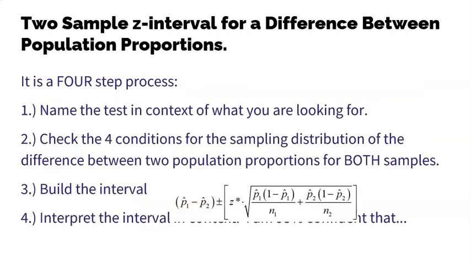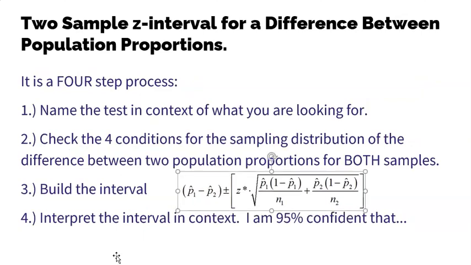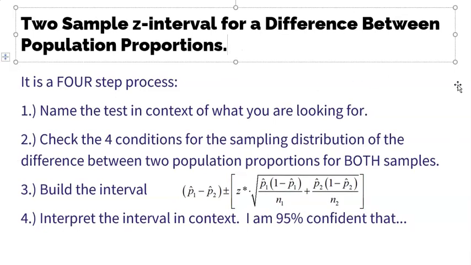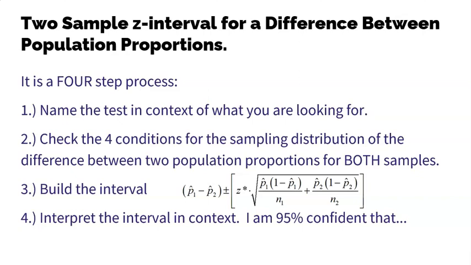So let's dive right into the 4 steps. It's actually a pretty easy process. So the 4 steps are to first name the test. That is a two-sample Z-interval for the difference between population proportions. But we also got to make sure that we talk about that in context. Always want to talk about that in context. So step 1 is basically identifying what you're trying to find and making sure you say you're going to find it.